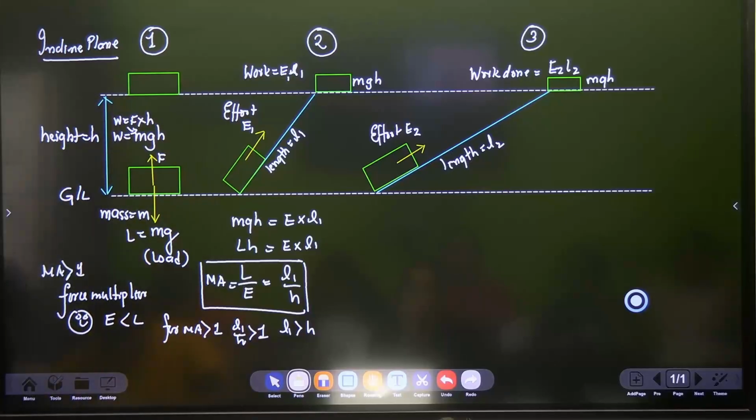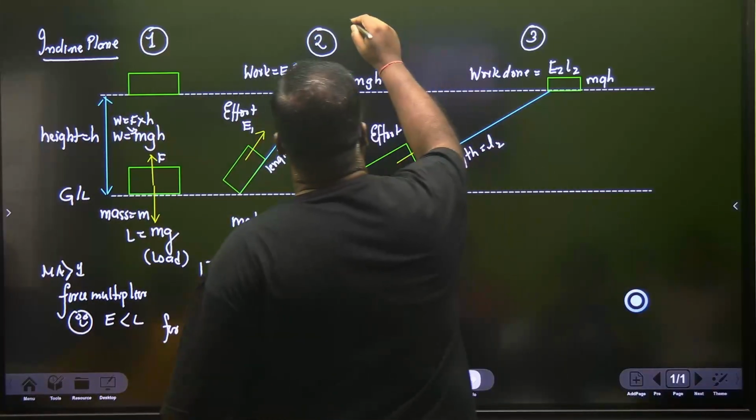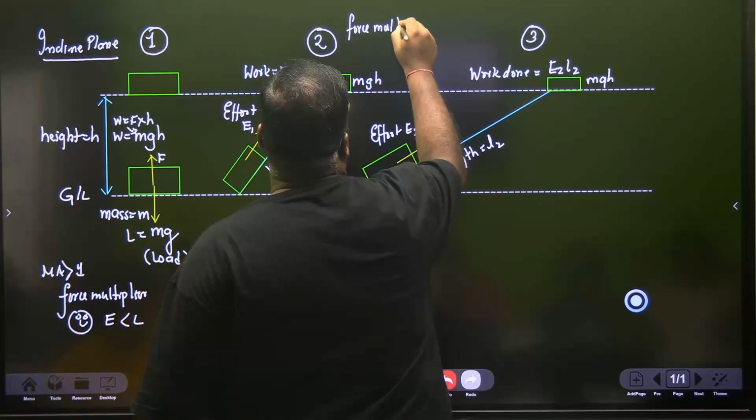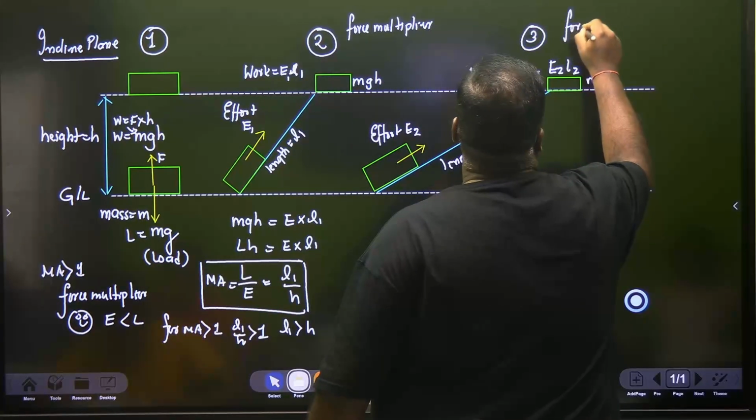Have you understood? Now let's see the 2 relations. Here also you have a force multiplier, case number 2, and in case number 3 also you have a force multiplier.